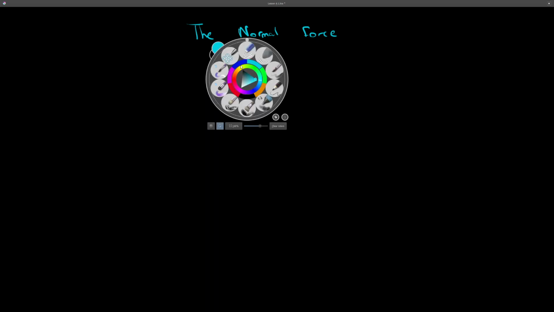So a quick introduction to an idea that we should understand is the normal force, and there are three different cases, so we'll go through each case one by one.